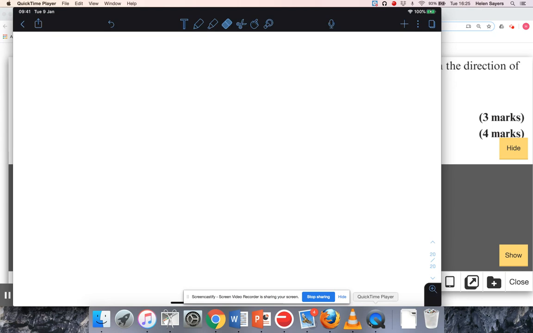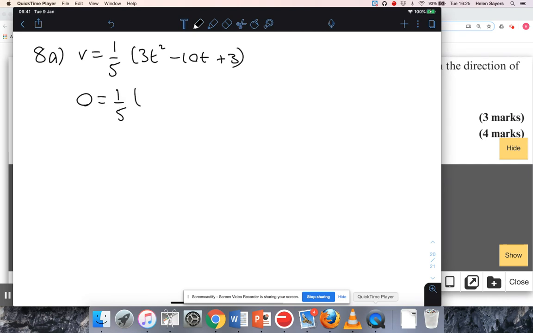So velocity is a fifth of 3t squared minus 10t plus 3. So you could put that into your calculator. So I'm trying to find when the velocity is 0. So basically I'm after the roots of this quadratic. So I'm going to assume it factorizes.